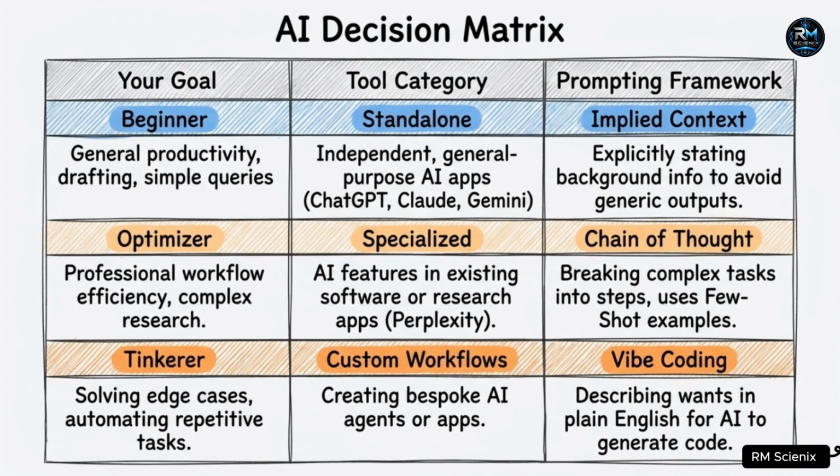To make this actionable right now, this decision matrix maps your immediate goal to the correct tool category and prompting framework. If you are a beginner, stick to free standalone tools. Master surfacing implied context and avoid paying for specialized writing apps until you hit a workflow wall. If you need optimization, use specialized tools for research, master chain of thought, and avoid using general chatbots to source cited facts. If you have highly repetitive tasks, invest the time to use vibe coding for custom workflows. Stop doing manual digital labor just out of a fear of code.